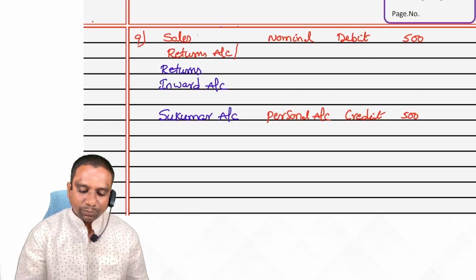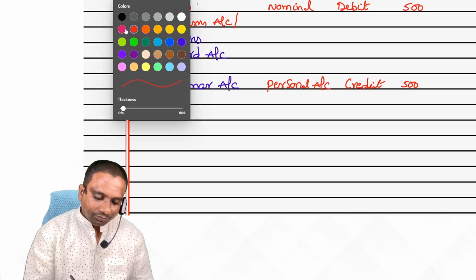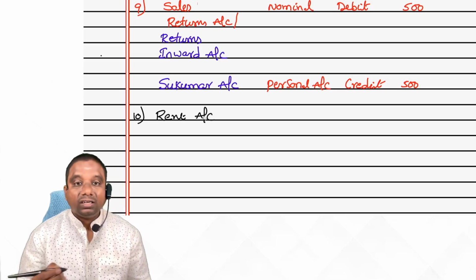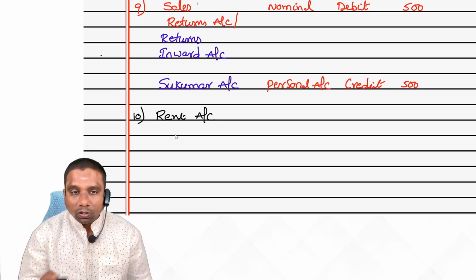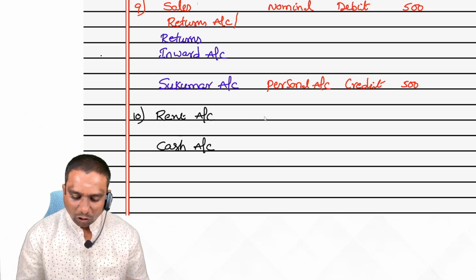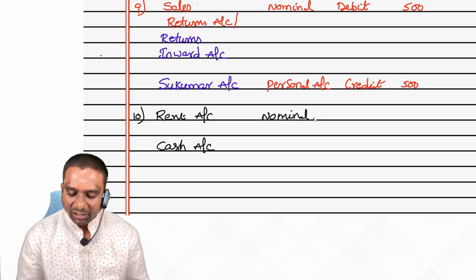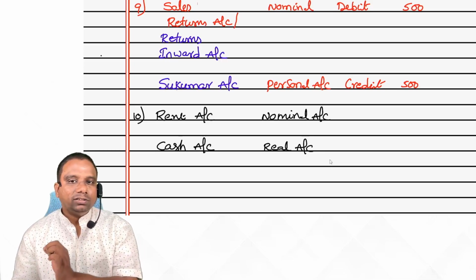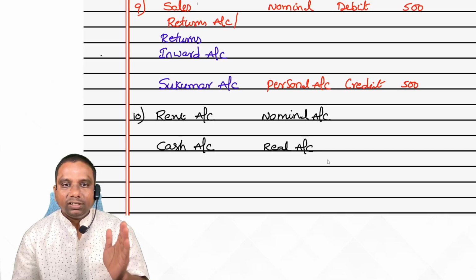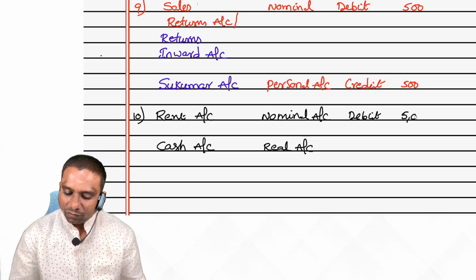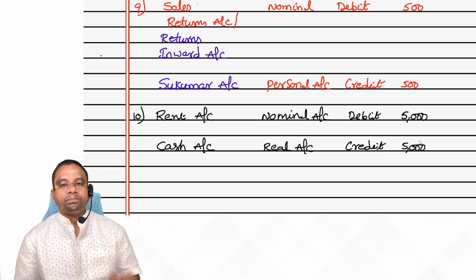We have paid rent. Rent is expense. So rent account we create. Rent paid means what? Cash paid. So what is the giving aspect? Cash. Now rent is nominal account. Cash is real account. Nominal account, expense debit or loss debit. Cash account, what asset? Asset comes in debit. Asset goes out credit. So accordingly, we debit rent account. How much rent paid? 5,000. Cash goes out, credit 5,000. Yes or no, students?